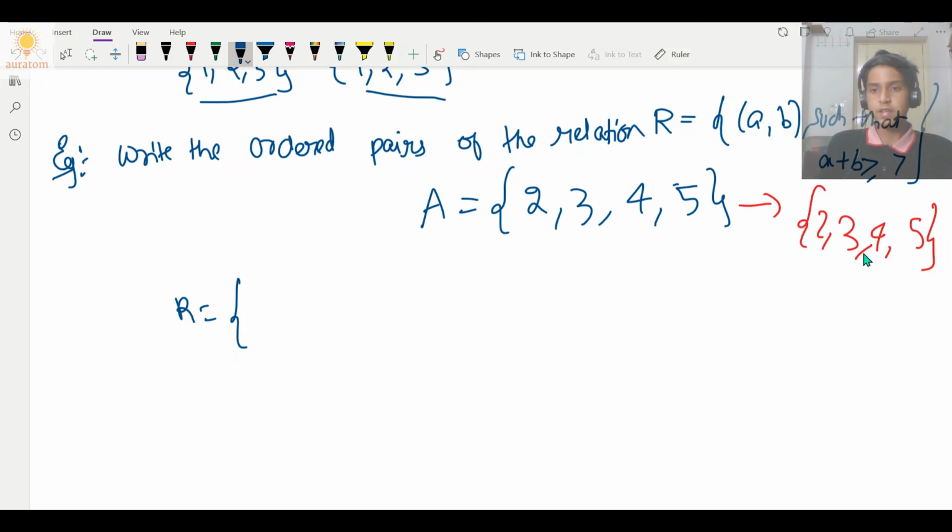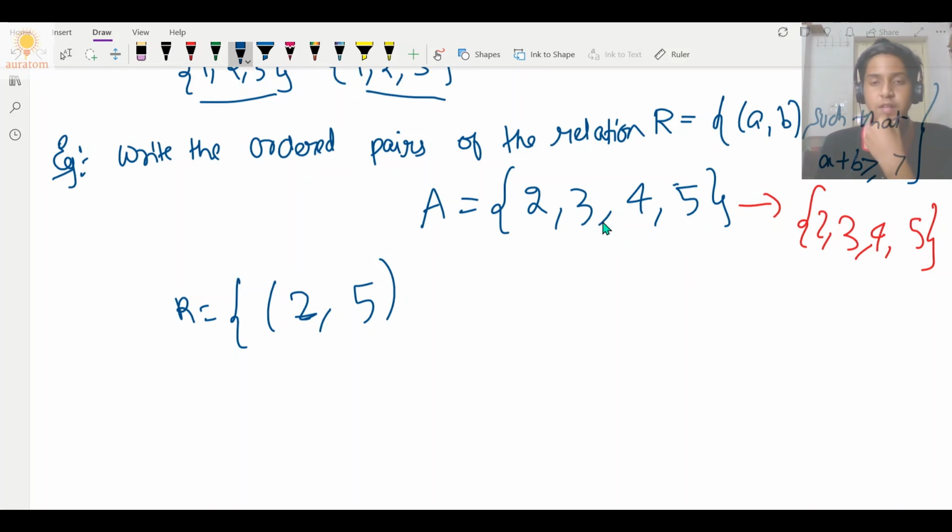Let's check for other ordered pairs. Can we take 2 and 3 here, 2 from here and 3? No, right? Because it adds up to 5, which is less than 7. We can't take 2, 4 either, because it adds up to 6, which is again less than 7. But we can take 2 and 5, because the sum of 2 and 5 is going to be 7, which satisfies the condition greater than or equal to 7, right? So if we take 2 and 5, the sum will be 7, which satisfies this given condition. Now we have taken all the possible ordered pairs from 2 here.